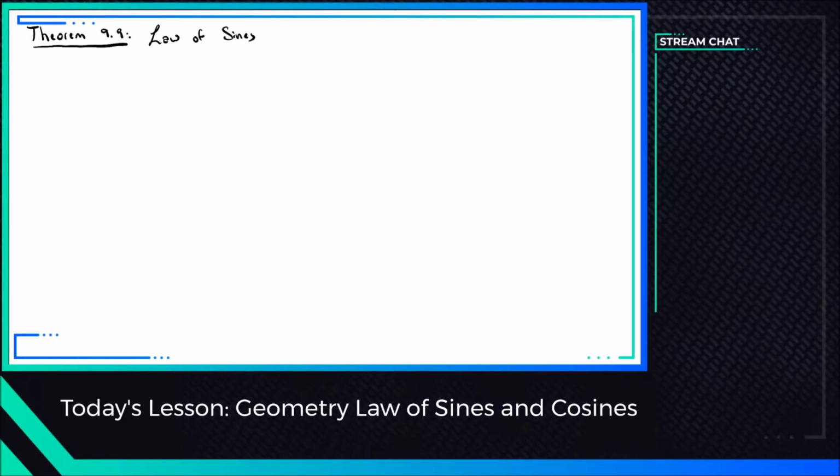And the law of sines can be written in a couple of different forms. So we're going to have a triangle here. We're going to call this triangle ABC, just like we do every triangle. We're going to give these legs also names, so little a, little b, and little c.